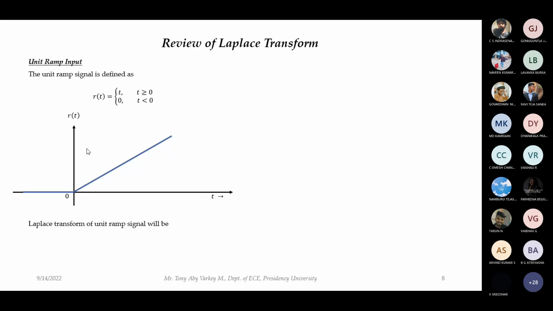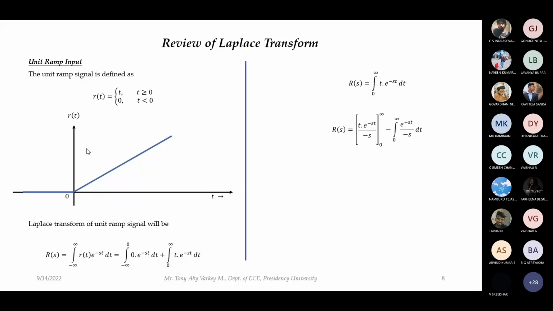The Laplace transform of the unit ramp signal you can also find out. I have given this. You have to use integration by parts. I hope you remember that. I have done this, so you can go through it.